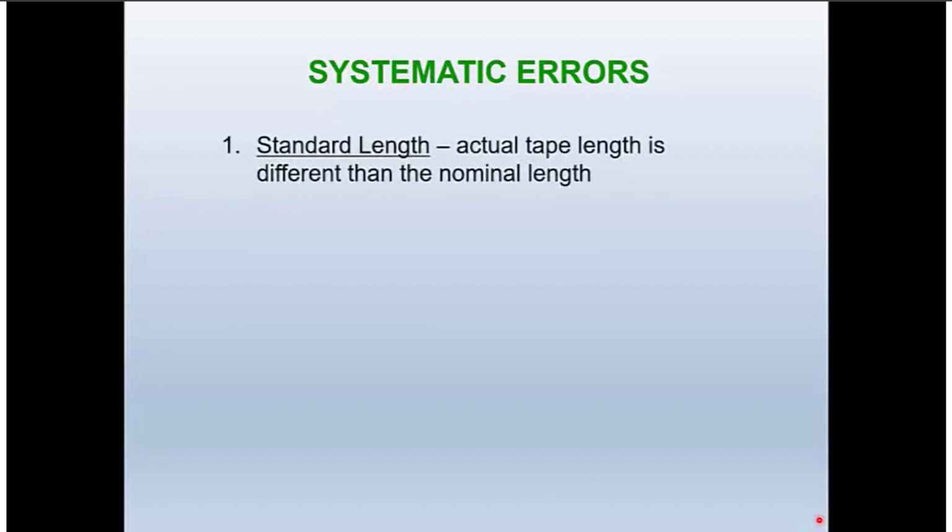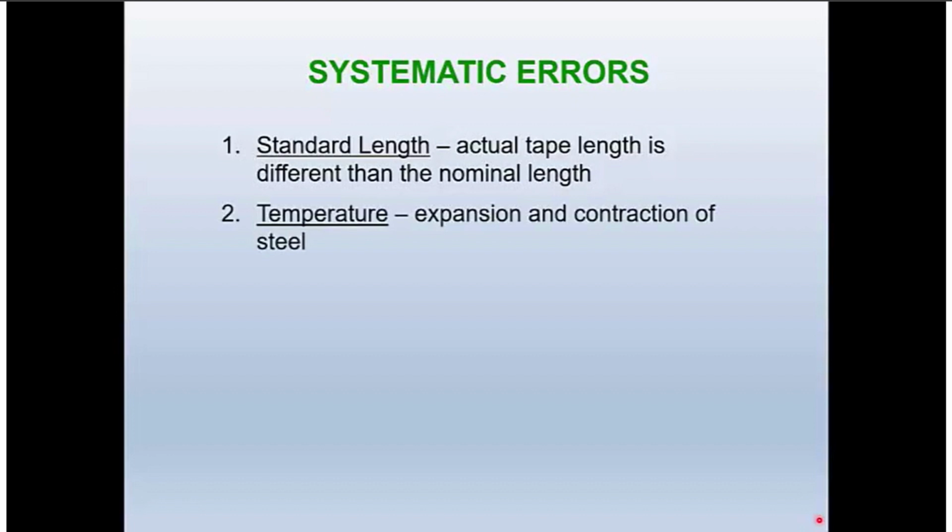There are 5 systematic errors that we'll cover in this video. First is standard length, the actual tape length. It's different than the nominal, and that's what we discover in the calibration process. Temperature, expansion and contraction of steel. We know that steel expands and contracts with temperature. Pull, we know that steel stretches when you apply load to it. So when we apply tension to the tape, we actually stretch that tape just a little bit, and then when we release the pull, it goes back to its original length.